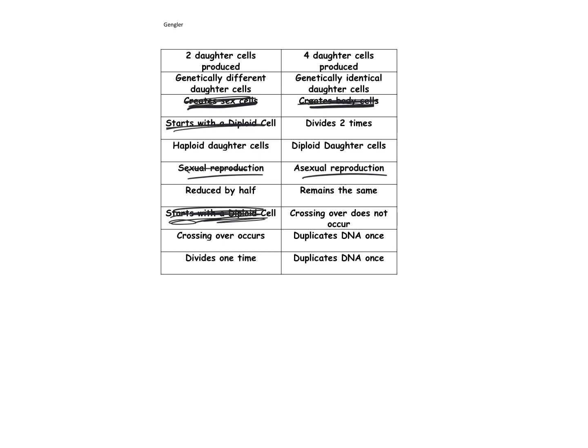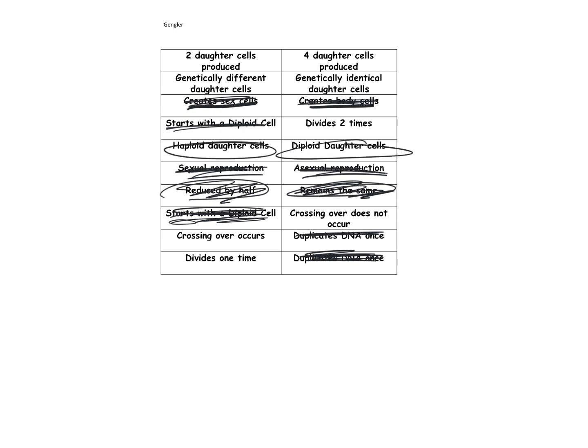Before we get there, I'm going to cross these off. And our 2 options are going to be either that it remains the same or it's reduced by half. We'll go ahead and cross those out as well. Okay. And let's see. Duplicates DNA once, duplicates DNA once. So I'm going to look at our answers. So we have haploid daughter cells or diploid daughter cells. In our answers, it says crossing over does not occur and crossing over occurs.